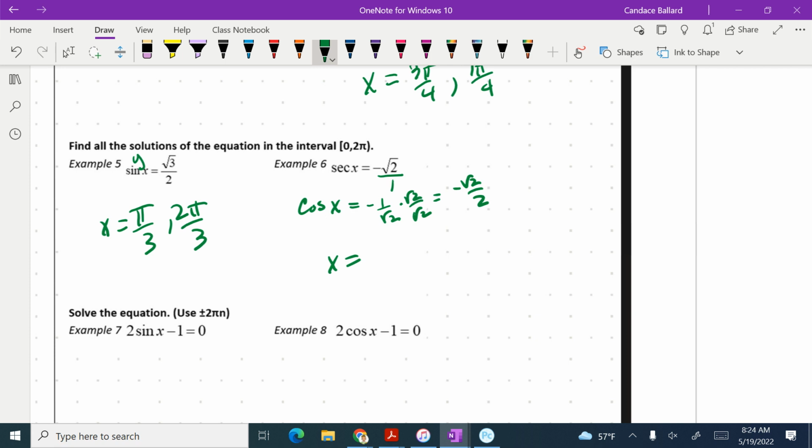All right. For secant or cosine of negative square root of 2 over 2, where did we get? 3 pi over 4, 5 pi over 4. Excellent. Anybody got any questions on that part? Because we're going to take it to the next level now.